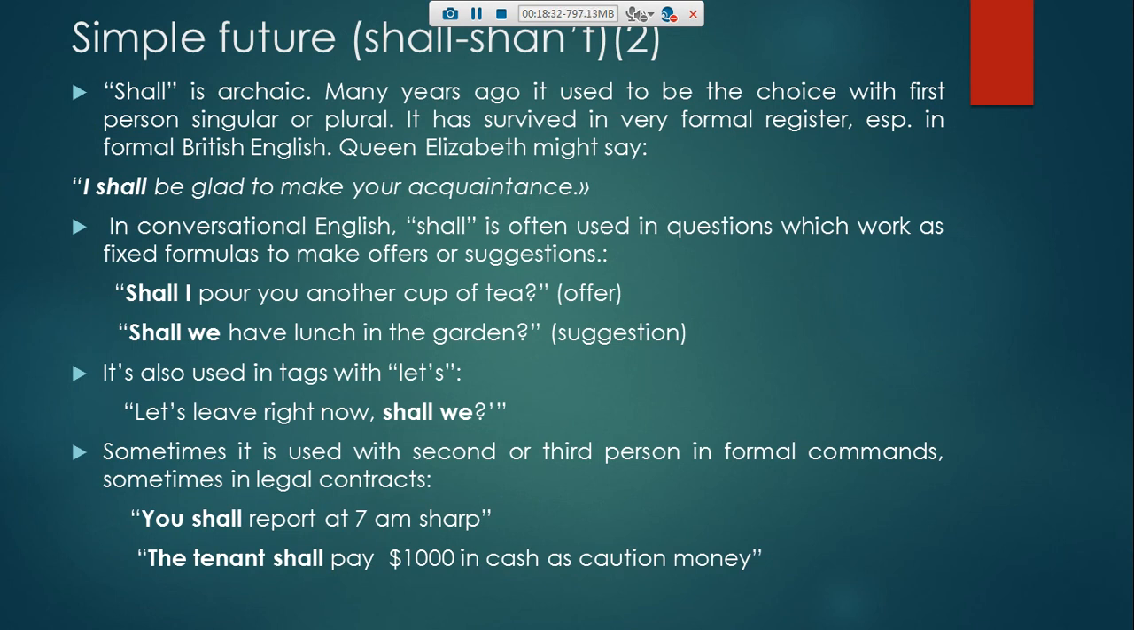The simple future is also used with shall. Shall is archaic. Many years ago, it used to be the choice with first person singular or plural, that is to say with I or we. It was I shall do something, you will do something, we shall do something, they will do something. However, that's no longer the case, and it has survived only in very formal registers, especially in formal British English.